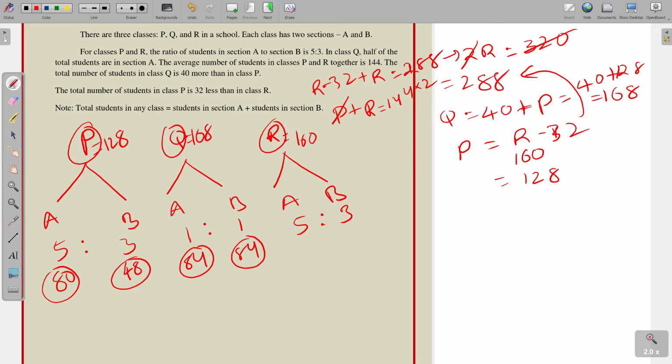In that same way, in the class R, section A, section B 5:3, means total is 8 parts, divided into 5 parts and 3 parts, means it is 100 and this is 60. This is the total information about this caselet. Now, do the problems.